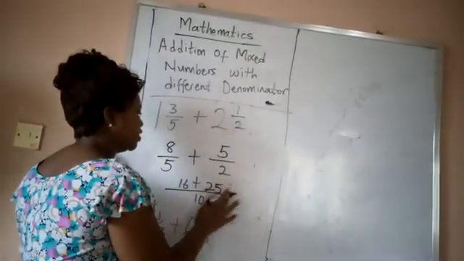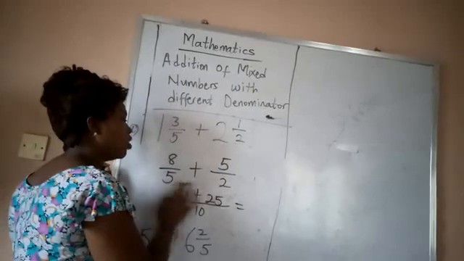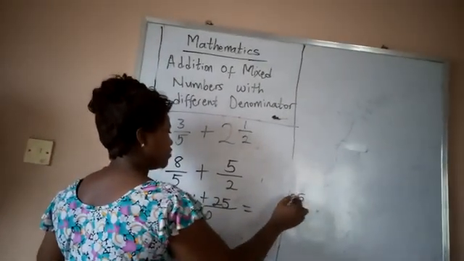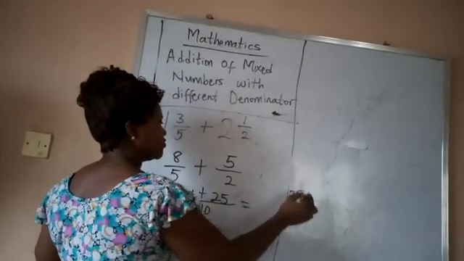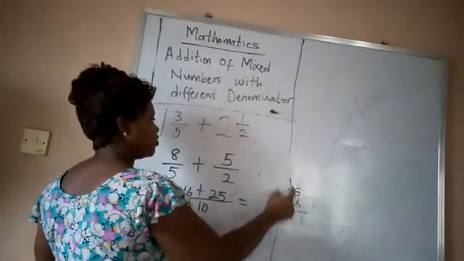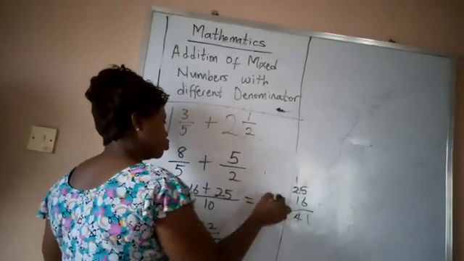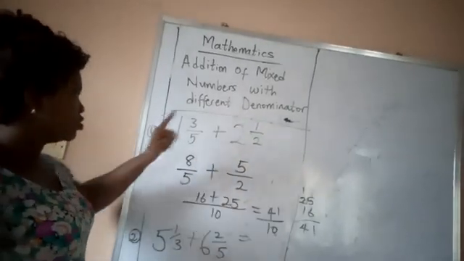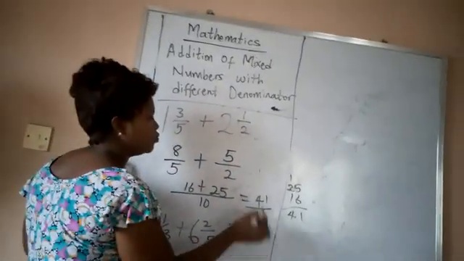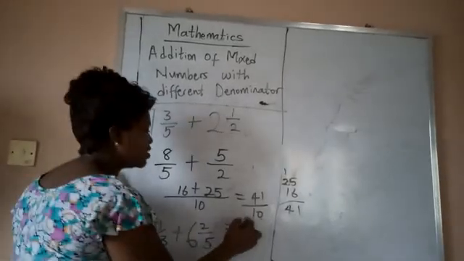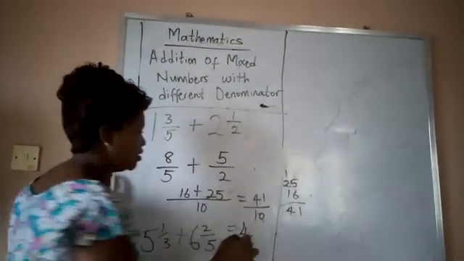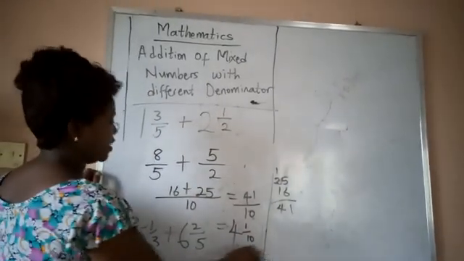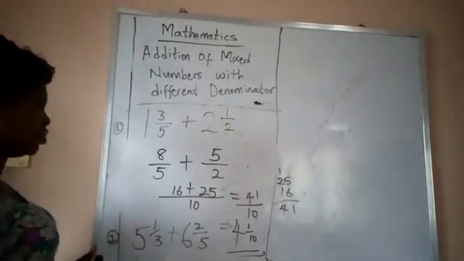Now you add these together. You say 25 plus 16. That's 5 plus 6, 11. Carry 1, 2, 3, 4. So we have 41/10. Now, if you want to change this to a mixed fraction, how many 10s will you see in 41? You will see 4 tens in 41. It will remain 1/10. You can leave it like this. So this is how you get your answer.